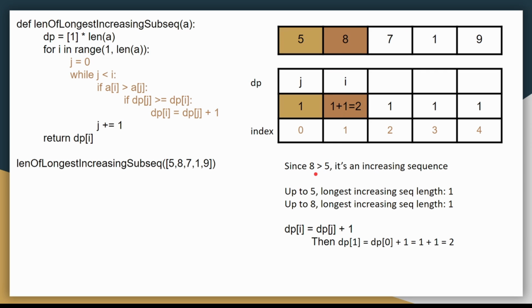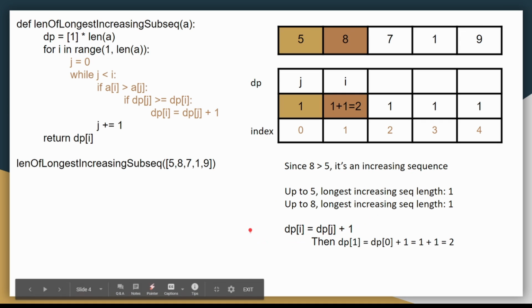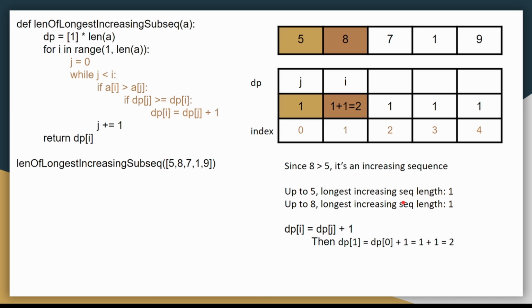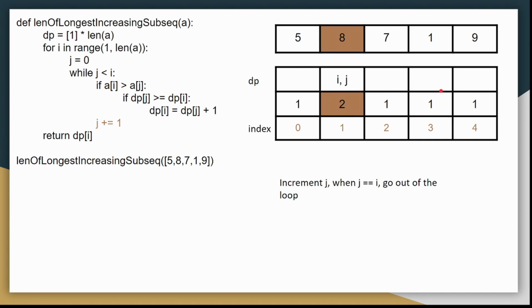And since 8 is bigger than 5, it's an increasing sequence. Up to 5, the longest increasing subsequence length is 1. And up to 8, the longest increasing subsequence length is 1. So 8's new longest increasing subsequence length is 5's longest increasing subsequence length plus 1, which is 1 plus 1, which is 2. You increment j, and since j is equal to i, you get out of the while loop.